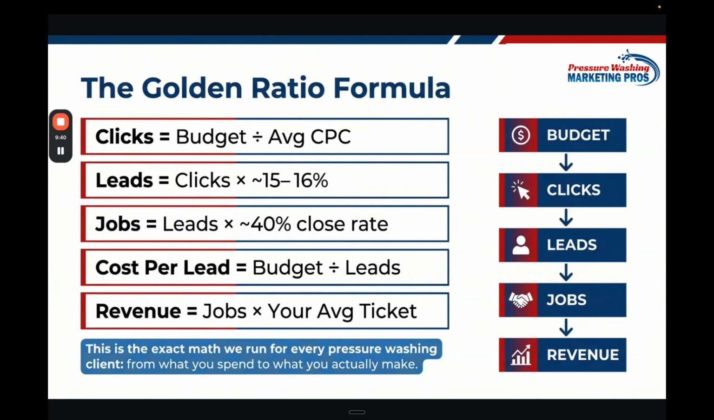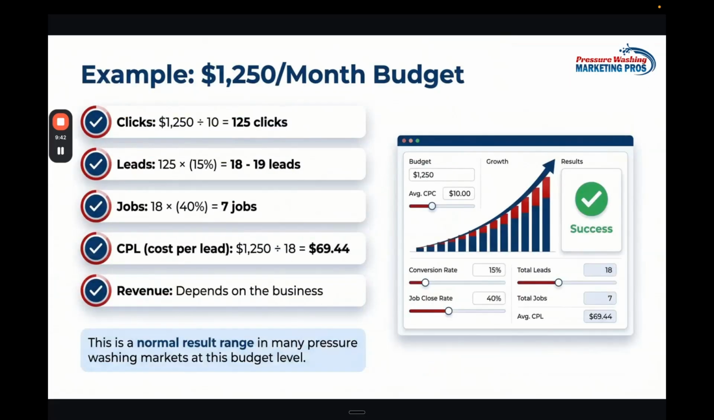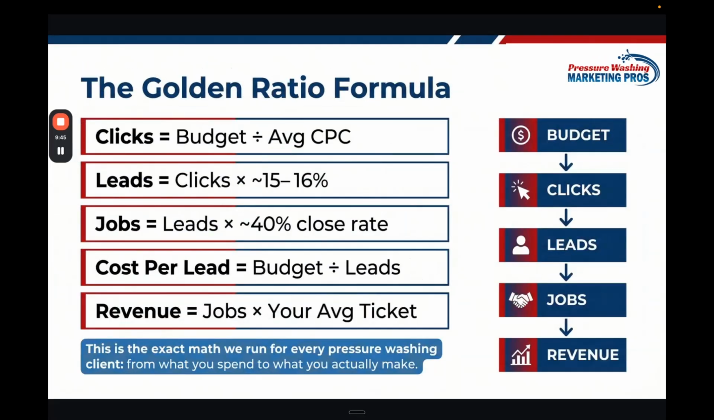How do we determine how many clicks you get? And trust me guys, I'll show you on the next slide the exact money math. But for how many clicks, you divide your budget by your average cost per click. That's how you're able to see how many clicks you get. So if my budget was $1,000 and the average click was $10, that means I'm going to get 100 clicks.